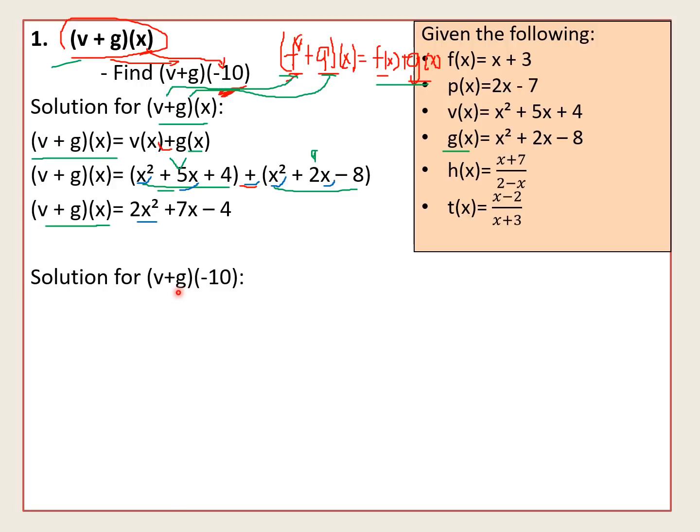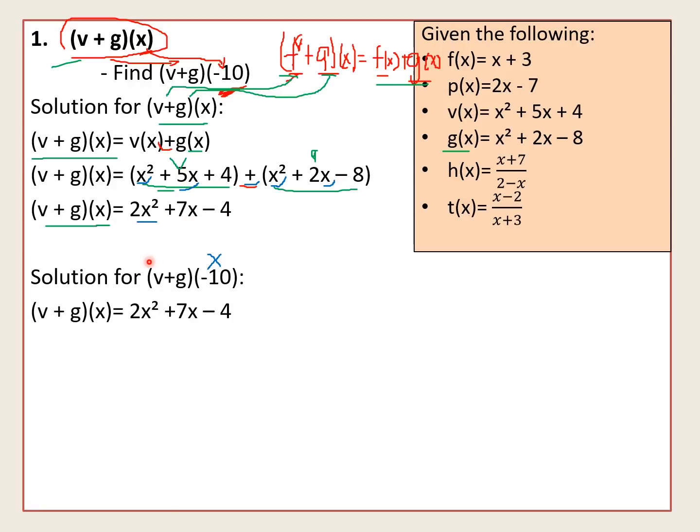Tama? Okay. Now, solution for v plus g of negative 10. Our x here is what? Our x is negative 10. Tama? Our x is negative 10. Now, syempre, of course, ano yung gagamitin natin na function yan? Since dito, we have v plus g, therefore, ang sum ng v and g ang gagamitin natin.